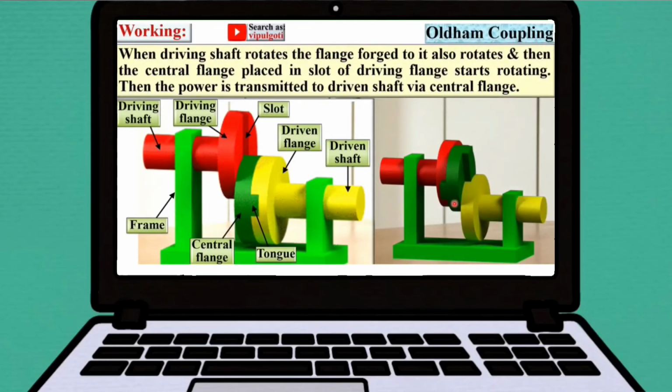The Oldham coupling works when the driving shaft rotates along with the flange forged to it. It also rotates the central flange placed in the slot to drive the other flange on the other side. Then the power is transmitted to the driven shaft by the central flange.